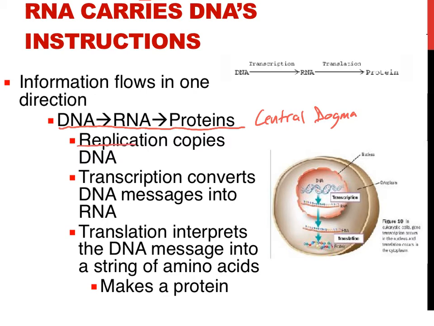Replication copies DNA. This happens during S phase of the cell cycle. Transcription converts the message from DNA into an RNA message in the nucleus, and then this RNA leaves the nucleus to the cytoplasm, where translation interprets this DNA message that is now on the messenger RNA into a string of amino acids called protein.